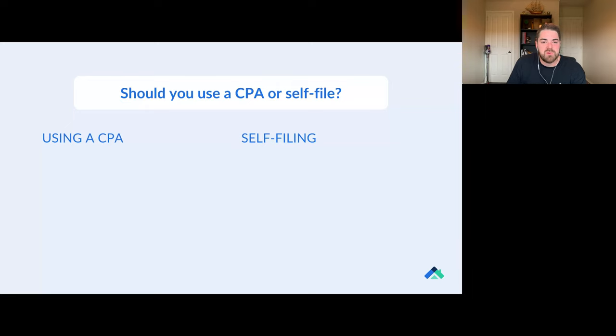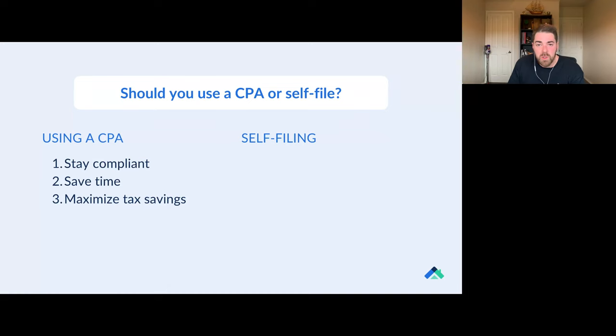The answer isn't so simple about what you should use. There are obviously pros and cons of each approach. So the pros of using a CPA: it helps you stay compliant. They're obviously seasoned professionals with extensive knowledge of tax laws and regulations, and real estate tax law can be quite complex, particularly if you're gearing up your portfolio to generate generational wealth. Second, it saves you a lot of time. CPAs can handle all the intricacies of your portfolio and will free up more of your time. And then the third is maximizing the tax savings.